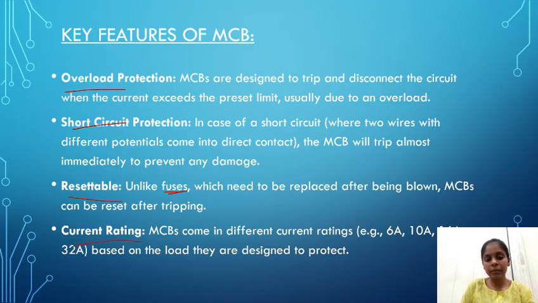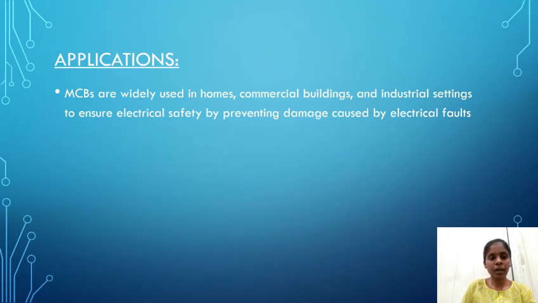And current rating: MCBs come in different current ratings. For example, 6 amperes, 10 amperes, up to 32 amperes. Next, applications. These are generally used in homes, commercial buildings, industrial settings, and so on.